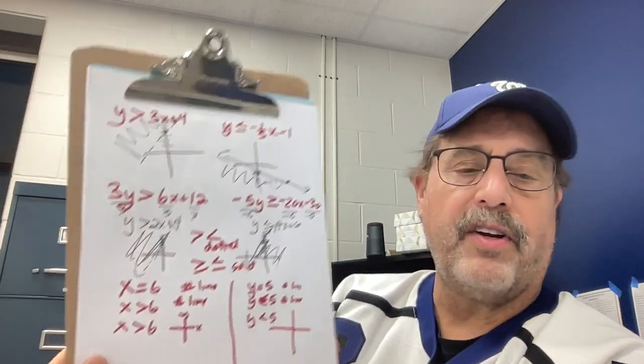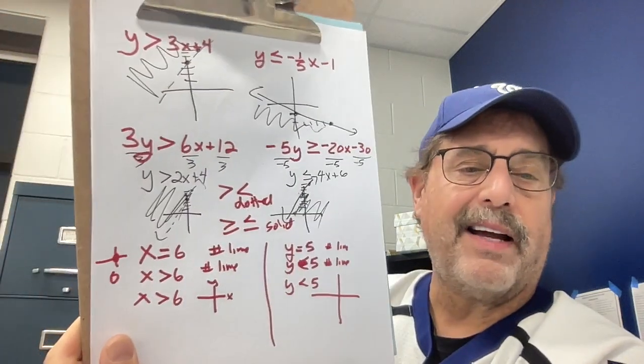Real quick, x equals 6 on a number line. Well, that'd just be, boom, 6, a little dot. X is greater than 6 on a number line.